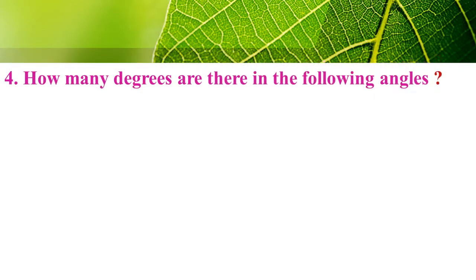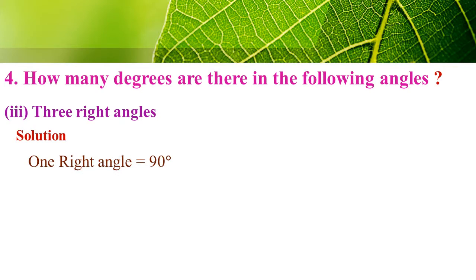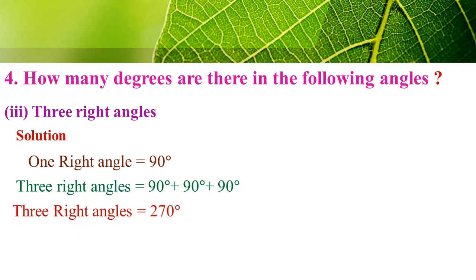How many degrees are there in the following angles? 3 right angles. As you know that one right angle equal to 90 degree. Now we are going to measure three right angles, isn't it? So 90 degree plus 90 degree plus 90 degree. When you add these three 90 degrees, we will get 270 degree.